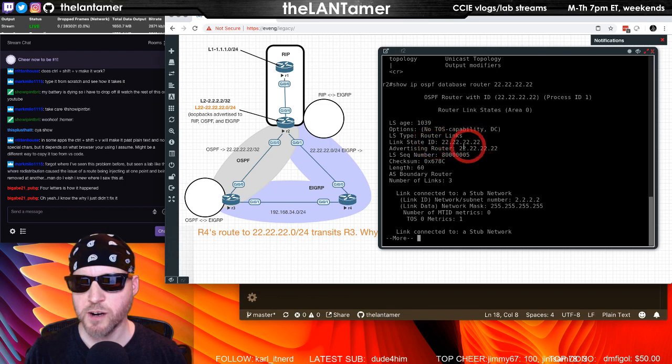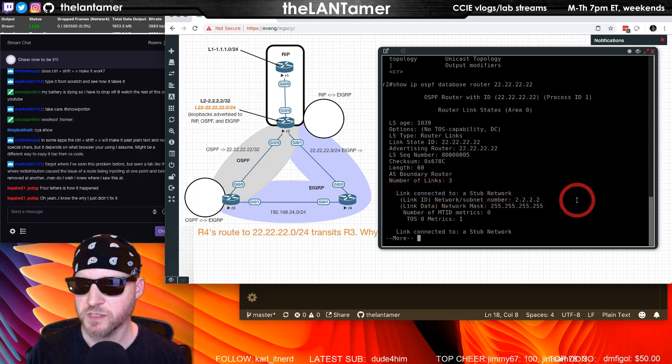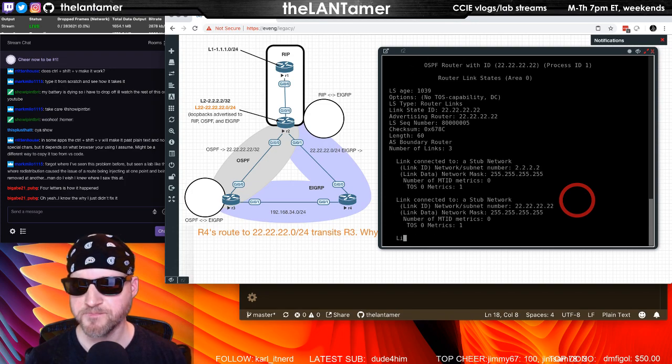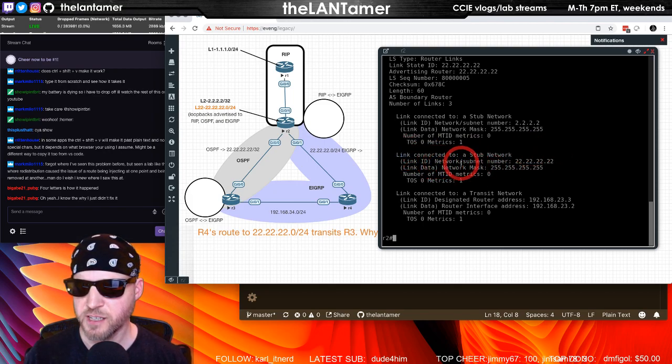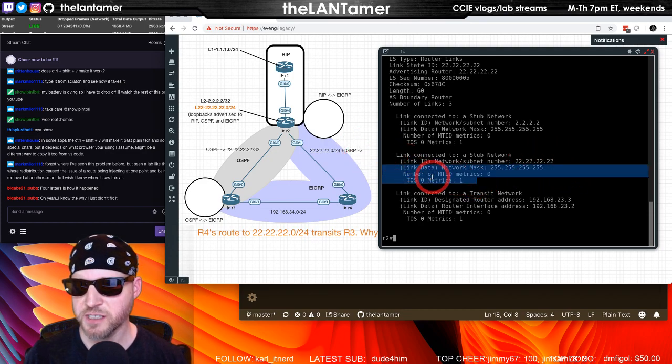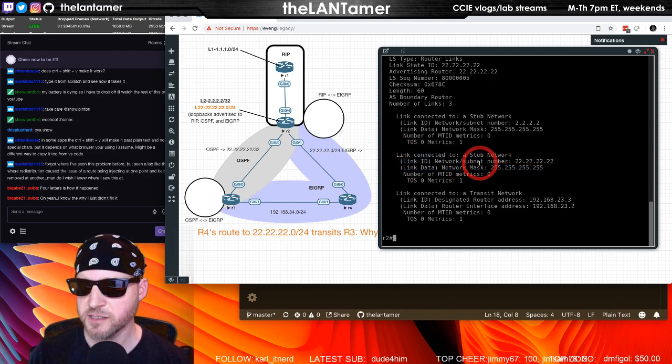Okay, notice it says a router link. Link to, what kind of network is this? Stub network. Now that's interesting, right? It says stub. And this one is also stub. This is the one we're interested in, right? Network subnet number. It is completely lying here, isn't it? It would seem so. Because it has assigned a /32 subnet.